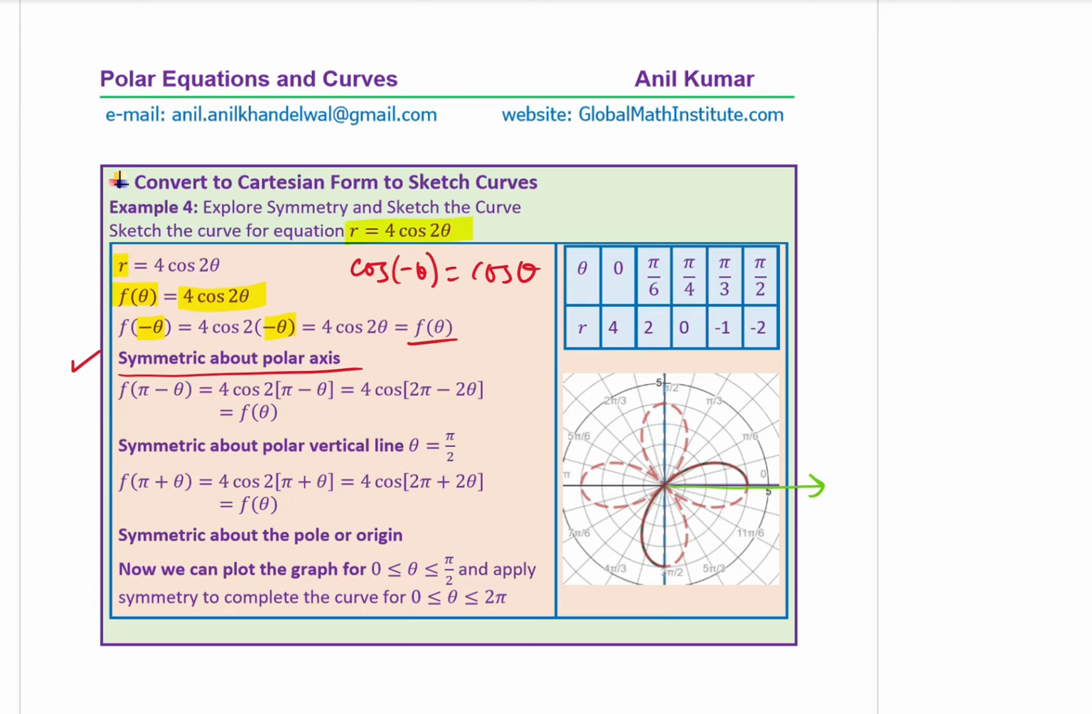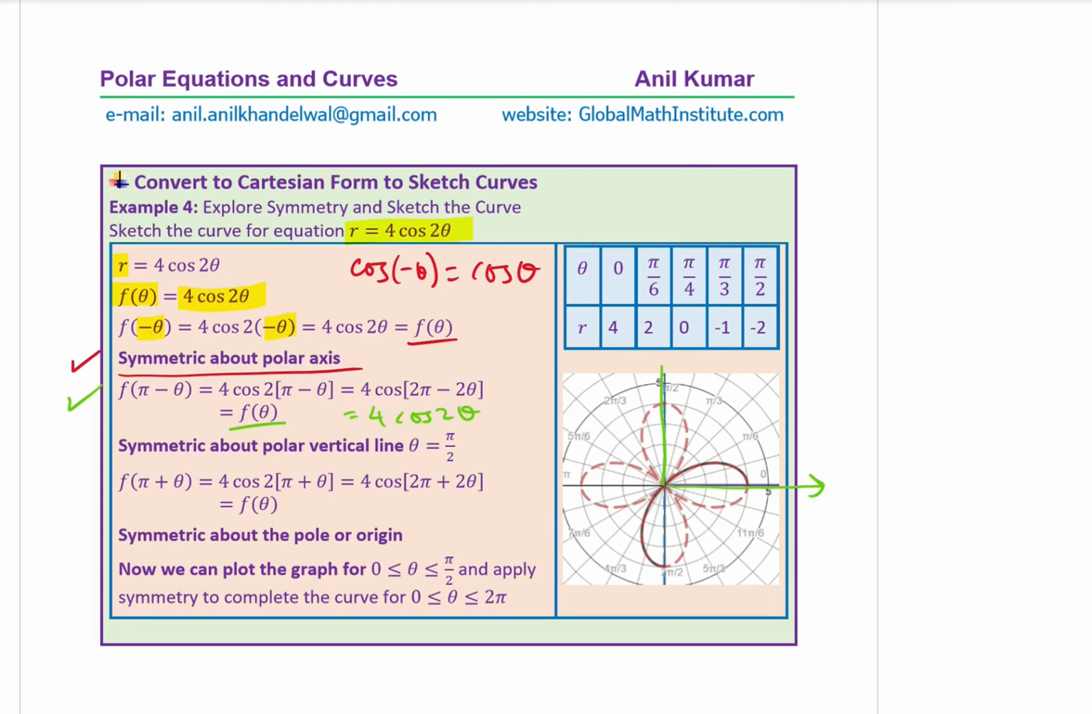Now, let us check the second symmetry, which is about the vertical line theta equals pi by 2. In that case, we'll check for f of pi minus theta. If I substitute pi minus theta for theta, then what do I get? I get cos of 2 pi minus 2 theta. Now 2 pi is the period, right? And therefore, that should be equal to cos of 2 theta. So this is equal to 4 cos of 2 theta, which is the same as f of theta. And therefore, it is also symmetric about the vertical line. So we have found that it is symmetric about these two lines.